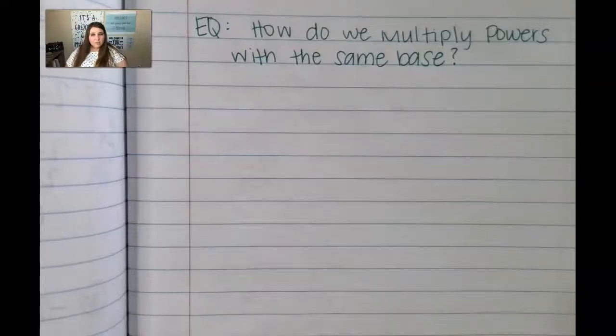Hi everyone, today we're going to continue our exponents journey. When we are looking at multiplying powers that have the same base, we're going to also learn about what this property is called and why it works the way that it works. So the first thing we're going to look at is if we happen to have the same base.